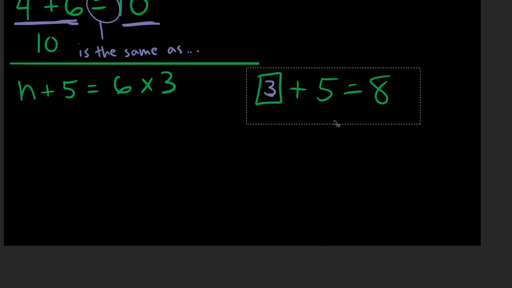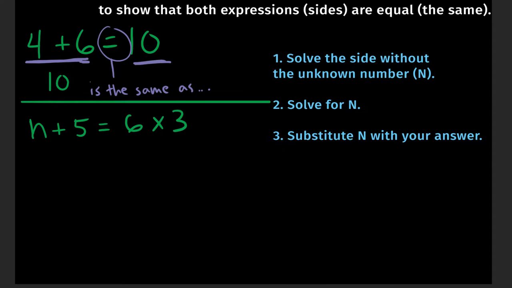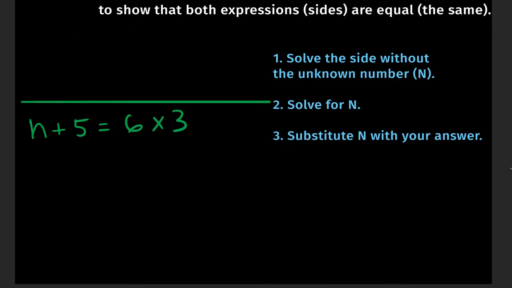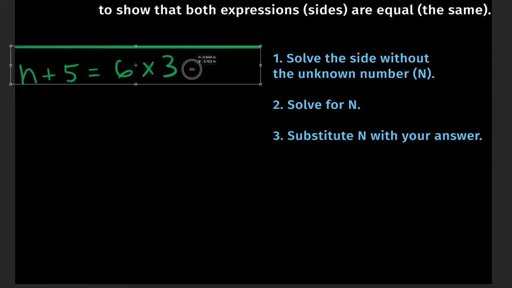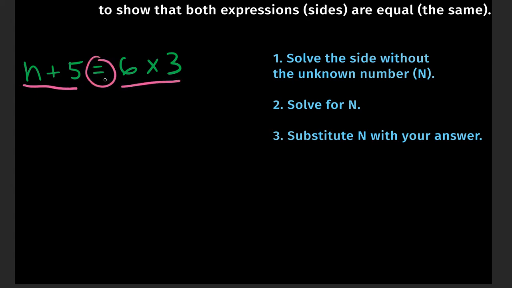All right, so let's start. Let me show you the steps to solving a question that looks like this. Step 1 is solve the side without the unknown number. We just talked about how equations have two sides to them, and they also have an equal sign in between them. Here's our first side, and here's the other side. So the first step is solve the side without the unknown number.